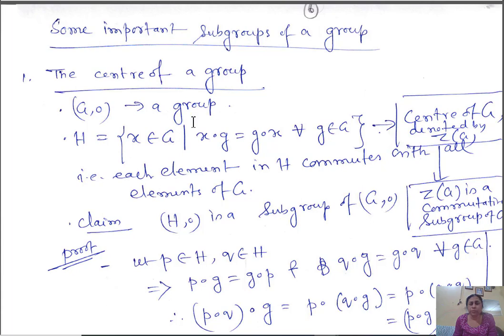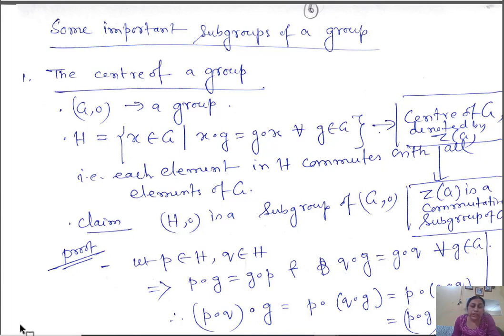So, (G, ∘) is a group, and we define a set H. This is the set of x belongs to G such that x∘g equals g∘x for all g belongs to capital G. What does this mean? This means H is the collection of all those elements in G, which means we place an element of G in capital H if it commutes with every element of capital G. x composition g equals g composition x. This holds for all g belongs to capital G.